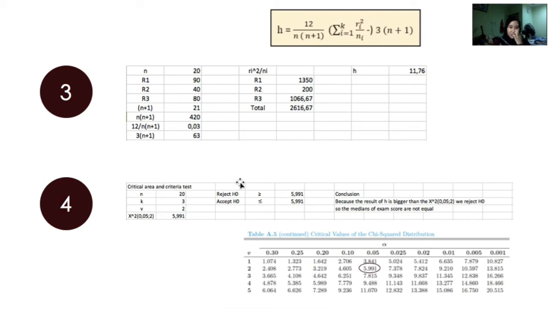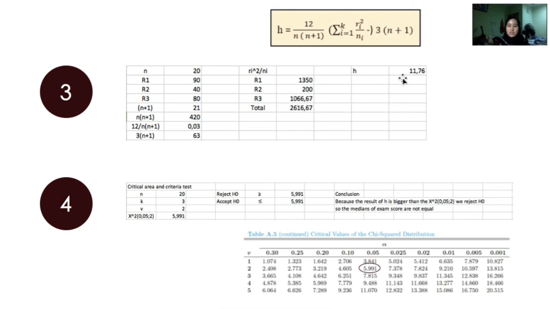After that, we have to define the critical area and test criteria. N is 20, K is 3 because there are 3 methods, and V is 2 because it is K minus 1. Then we can define the chi-square 0.05 comma 2 from this table. We get the result 5.991, and if the result of H is bigger than 5.991, then we have to reject H0, and if the result is less than 5.991, we have to accept H0.